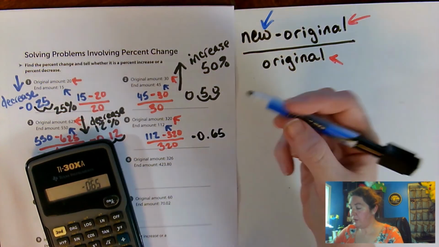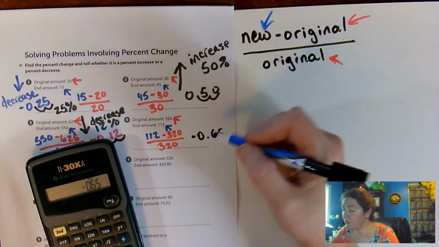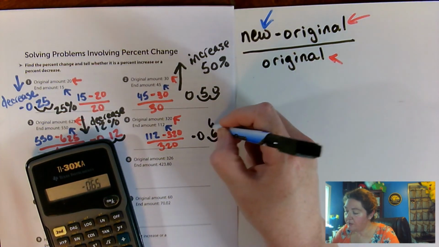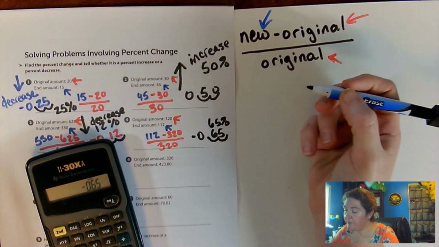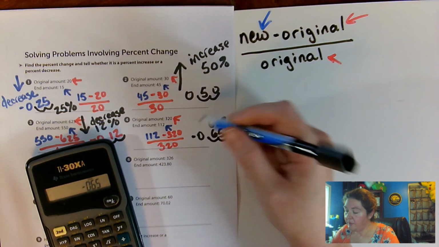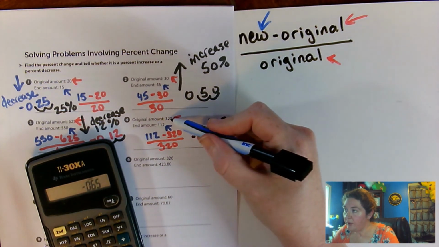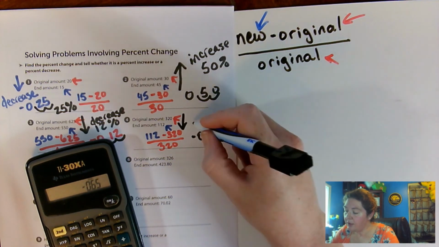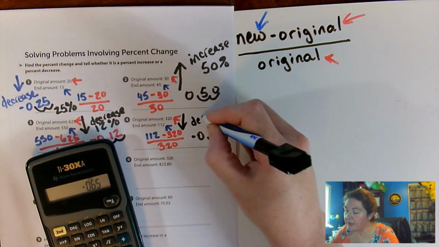0.65. Well, I know how to turn this into a percent. Move my decimal 2 places to the right. Gives me 65%. I notice this is negative. And I also know that going from 320 to 112 means I go down, and down means decrease.